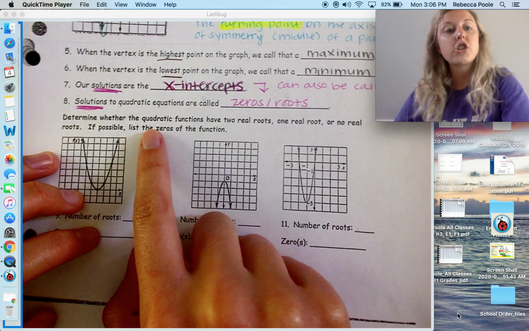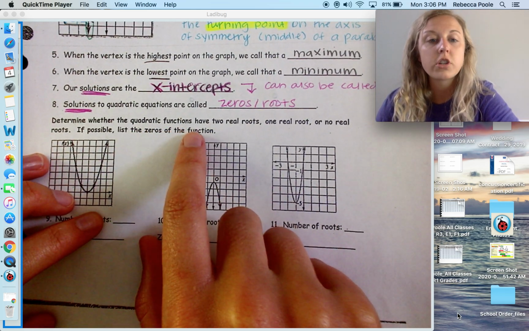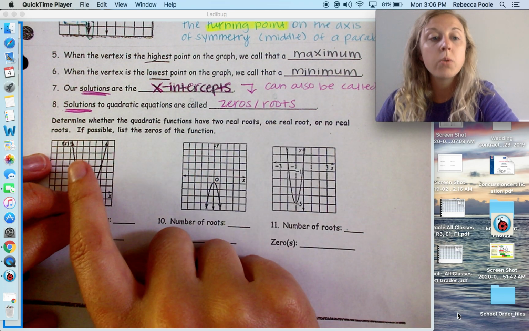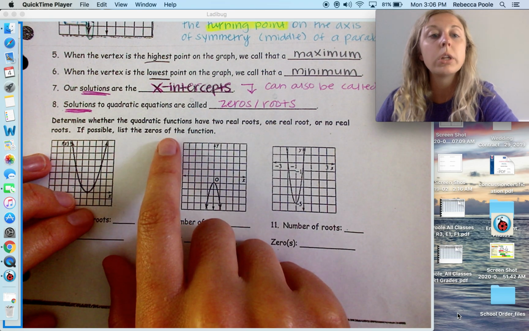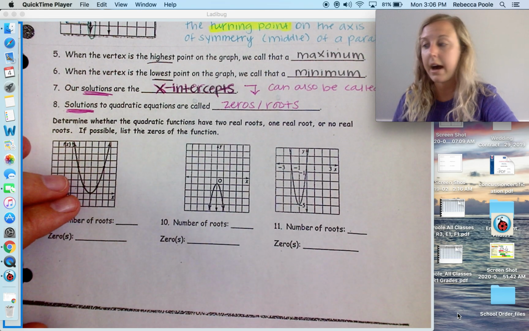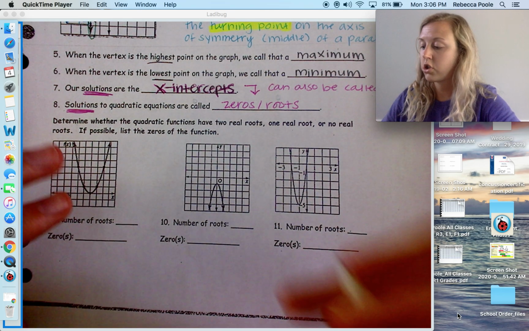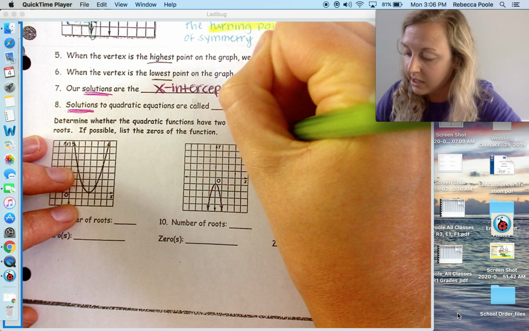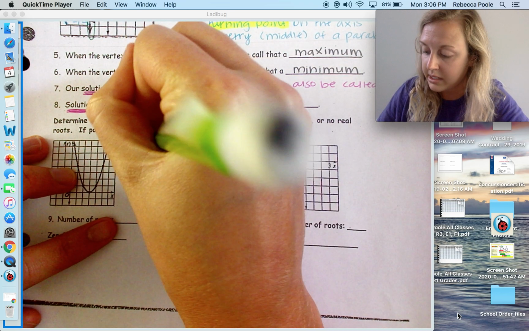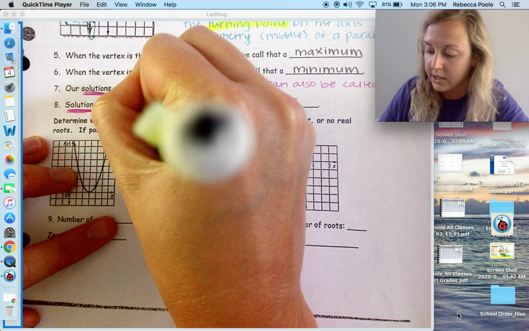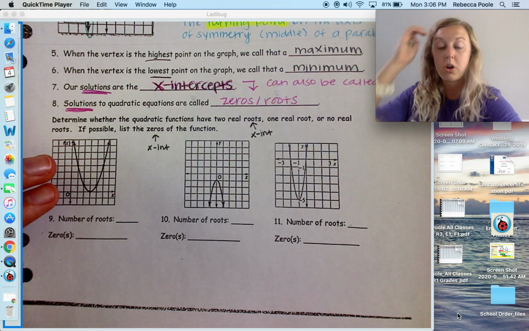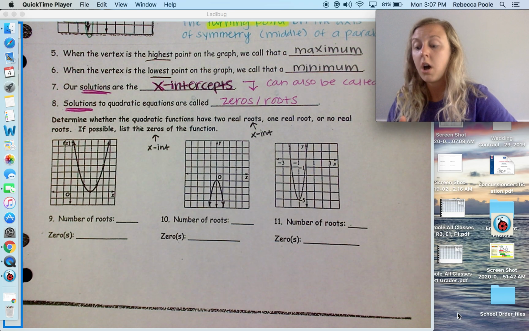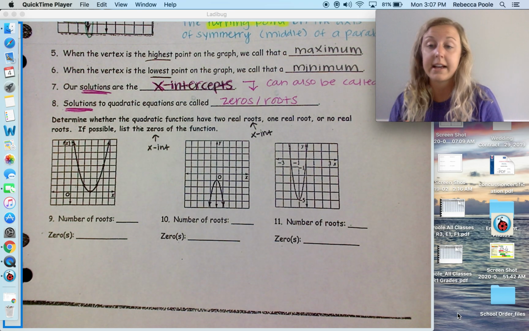It says in this section, determine whether the quadratic functions have 2 real roots, 1 real root, or no real roots. If possible, list the zeros, okay? Well, let's just review. When it says root, it's just talking about the x-intercept. And when it says list the zeros, it's also, again, just talking about the x-intercept, okay? So before you guys freak out on me and you're like, whoa, wait a minute. All we're doing is finding the x-intercepts.